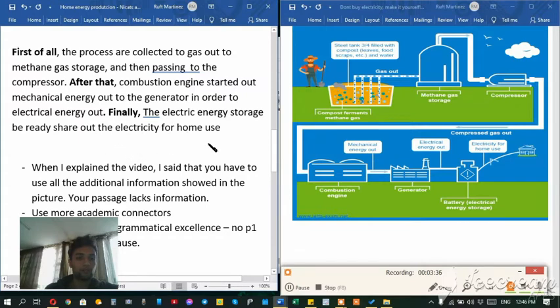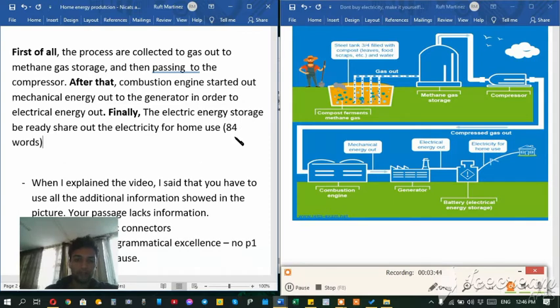84 words you have, which is quite less. 84 words are quite less. You have to write a minimum of at least 150 words. And don't finish it until you have 150 words.